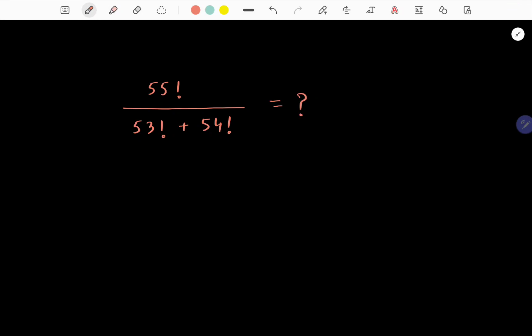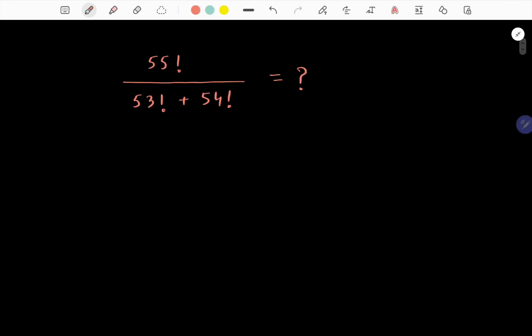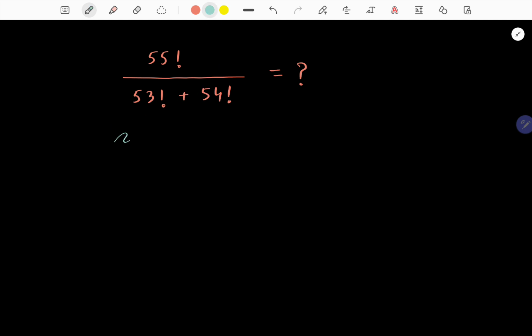Hello everyone. We have to simplify a combination of real numbers which is 55 factorial divided by 53 factorial plus 54 factorial. Let's move towards the simplification. We can write 55 factorial as 55 multiplied by 54 multiplied by 53 factorial.